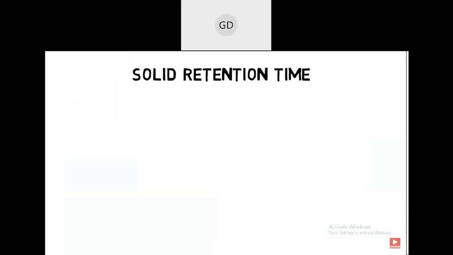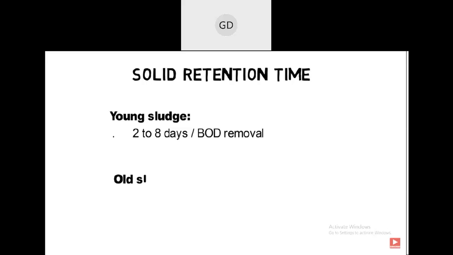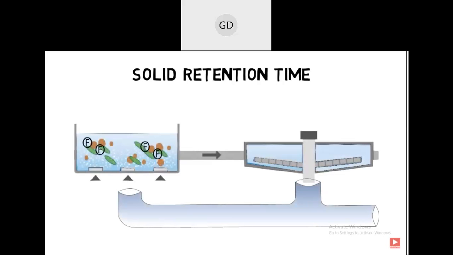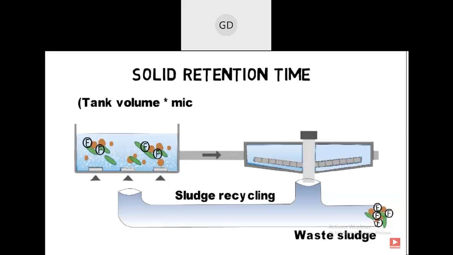The sludge recycling rate does not only affect the sludge volume, but also the sludge age. Young sludge, 2 to 8 days, refers to microorganisms that metabolize organic waste as described before. Instead, older sludge, older than 8 days, is used for nitrification processes to oxidize ammonium, NH4+, to nitrate, NO3-. The sludge age can also be expressed as the SRT, solid retention time. The SRT is the volume of the reactor multiplied with the concentration of solids divided by the excess sludge.